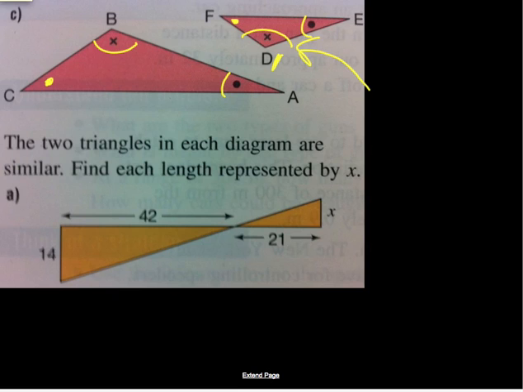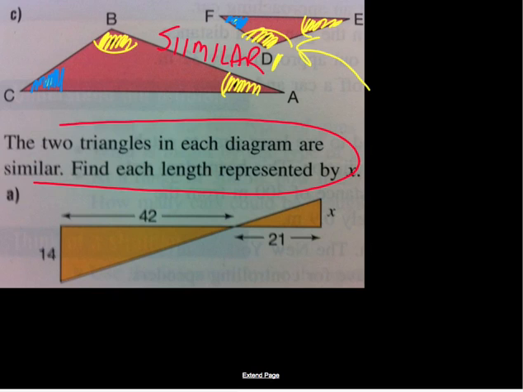If two angles in a triangle are the same, then that means the third angle that they don't give you has to be the same. So now I've got three pairs of angles that are identical. So in fact, these triangles here are similar triangles.